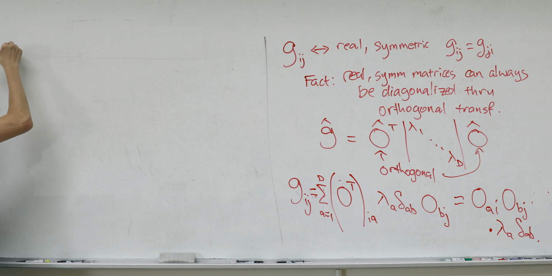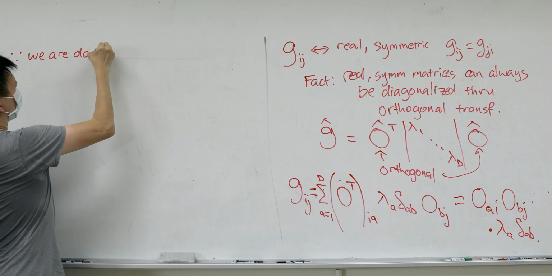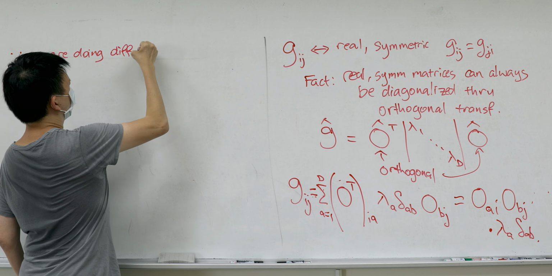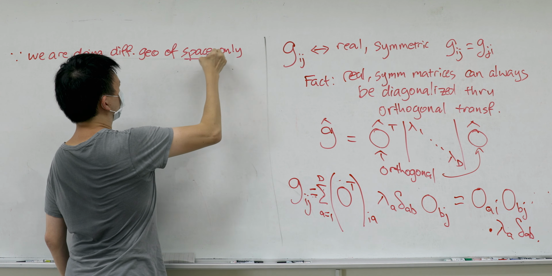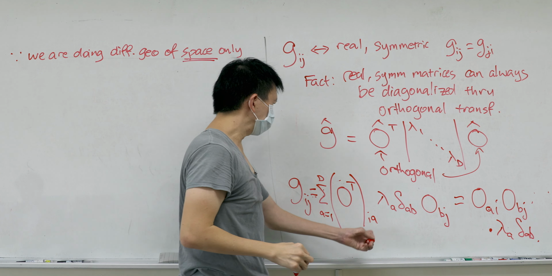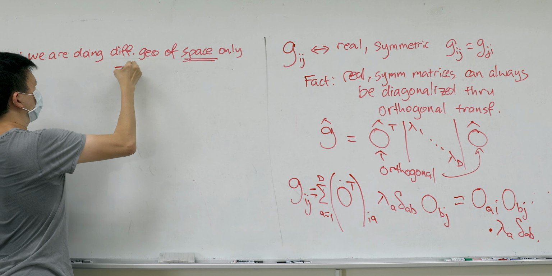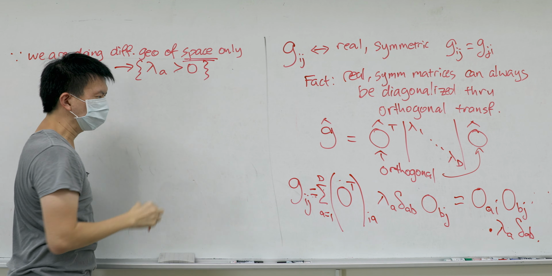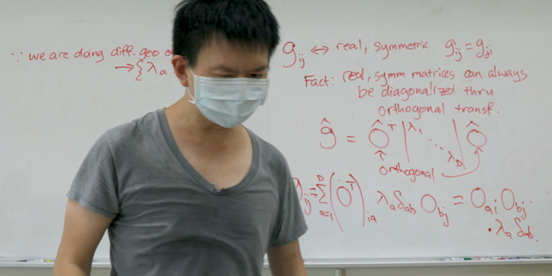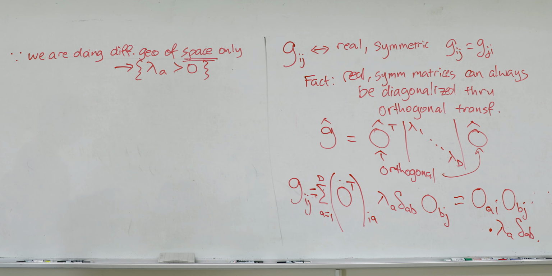But there is, in fact, another hidden assumption, at least for the curved space that we are looking into. Because we are doing differential geometry of space only, okay? Then all these eigenvalues, I claim, must be restricted to be positive. All of them are positive. I'm just going to put curly bracket. When I put curly bracket, I just mean the set of all the eigenvalues. So lambda 1 through lambda d, they're all positive. It's an assumption, because we're working in space.